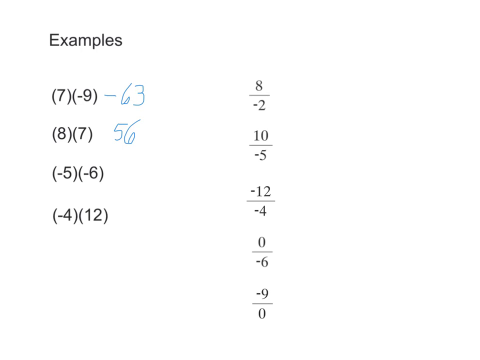Negative 5 times negative 6. I know multiplication fact says that 5 times 6 is 30. And these two negatives cancel each other out. A negative times a negative is a positive.